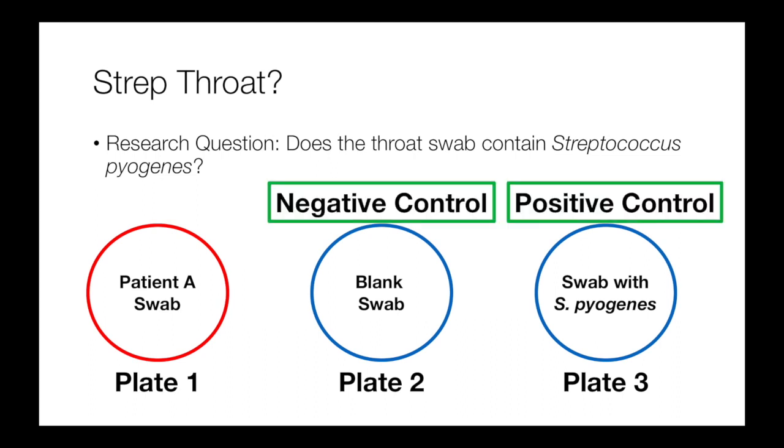Let's go over the answers. Plate 2 is a negative control. I know no bacteria will grow. There will be no effect. Plate 3 is a positive control. I know that bacteria will grow, so there's an expected, previously known effect.